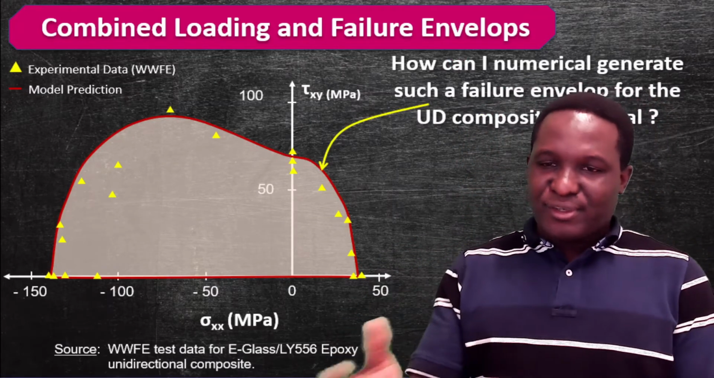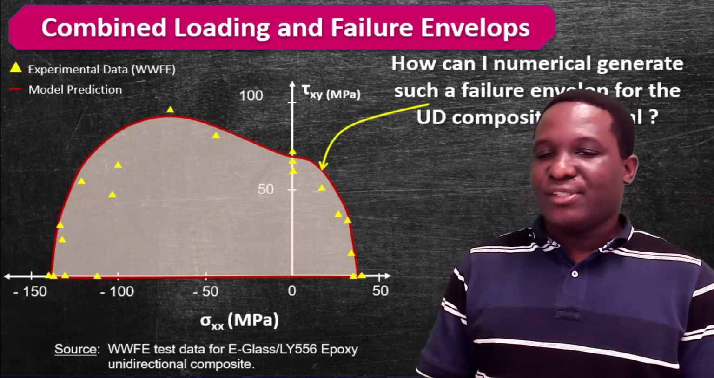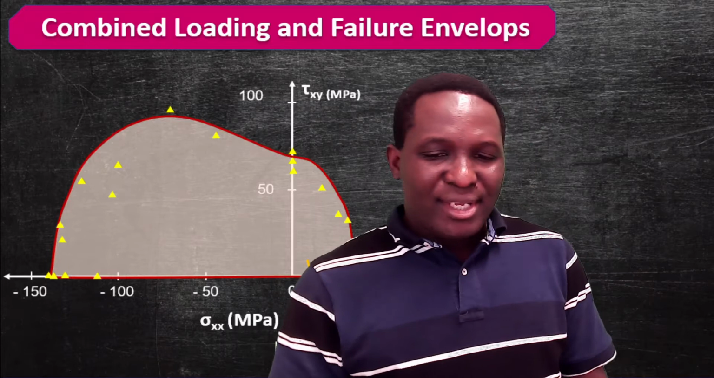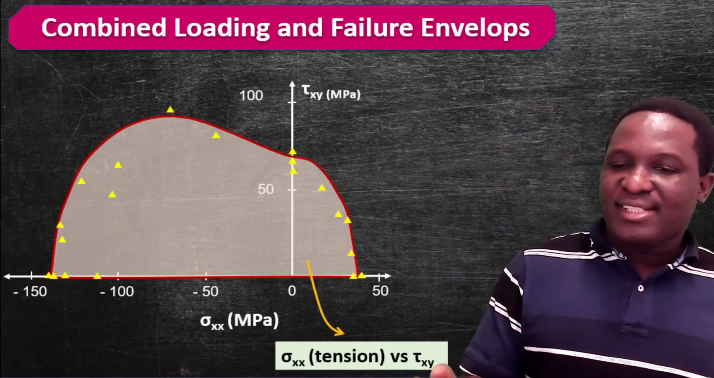So the question, of course, that we're dealing with is, how can I generate such failure envelopes for a UD composite, like in this case? So what do we need to do? There are a few things that we need to be aware of.